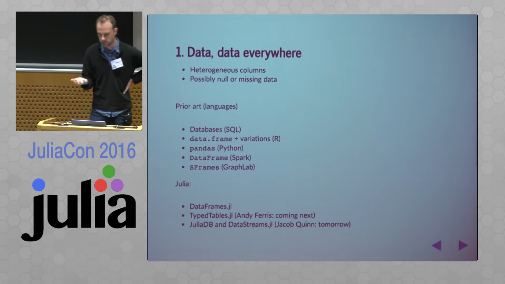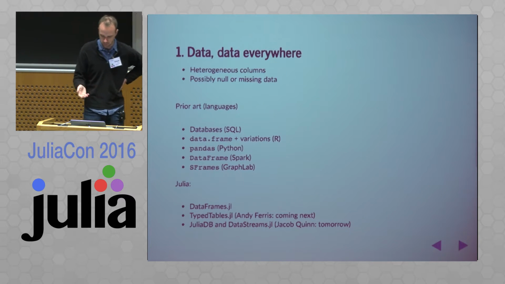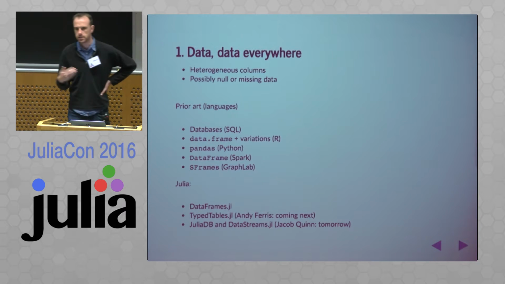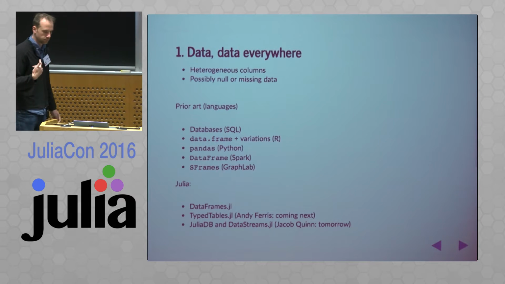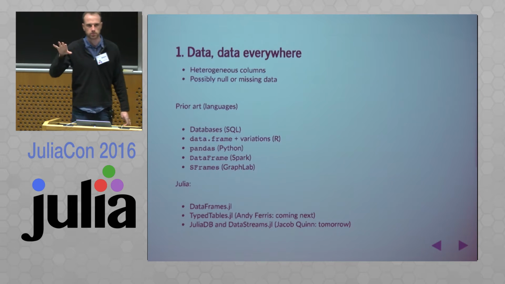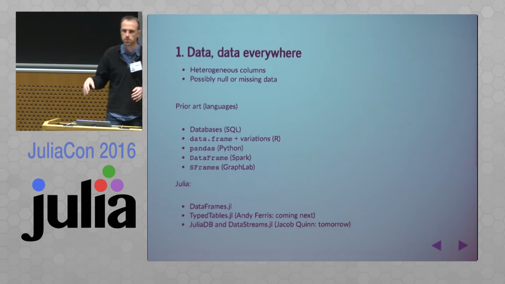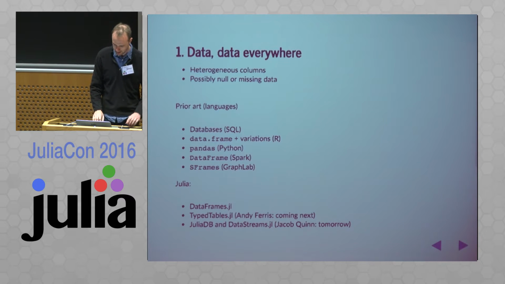So you have data frames in R, plus their variations that try to improve on that. You have pandas, and in Python you have these various new frameworks like Spark and S-frames, which are trying to do even more modern, crazy things and distributed versions of all these same ideas. But they still all boil down to these two key problems of heterogeneous columns and null or missing data.